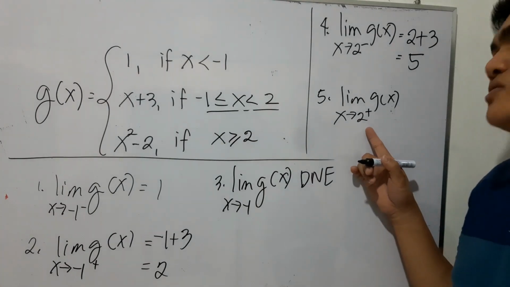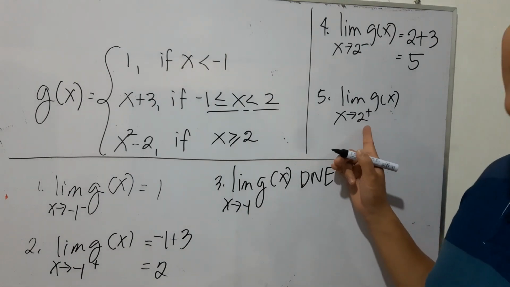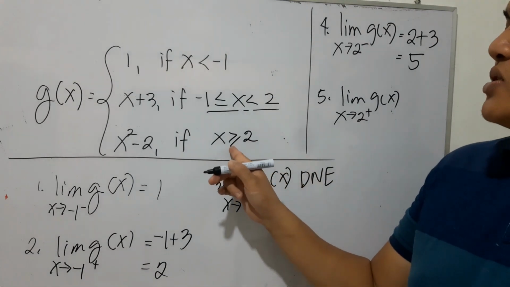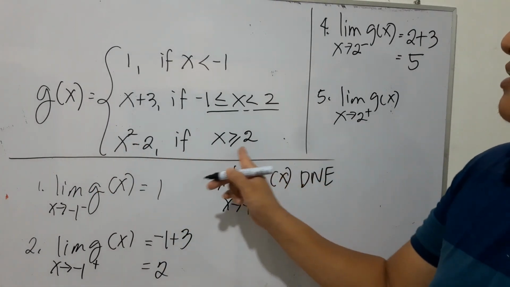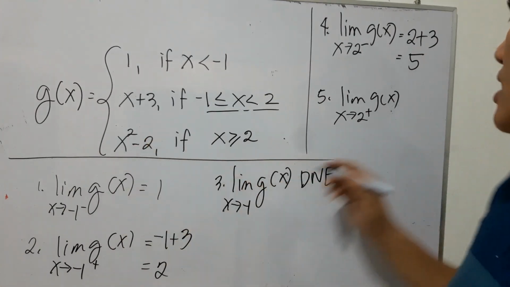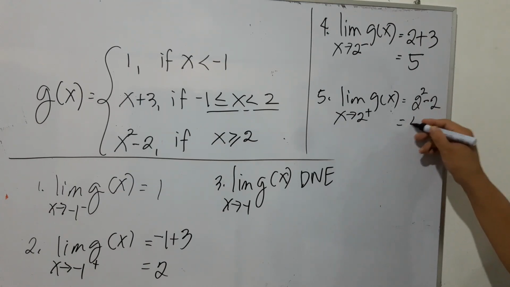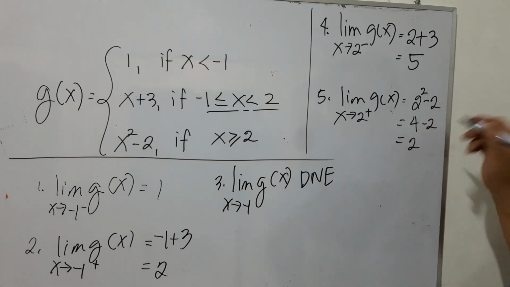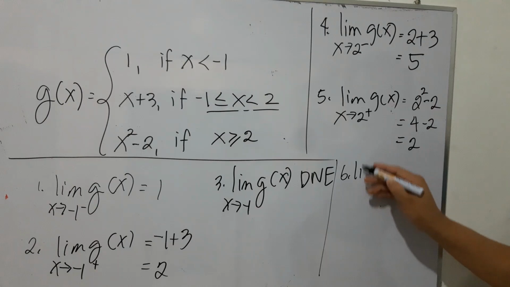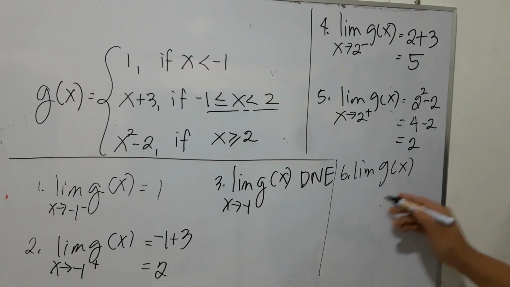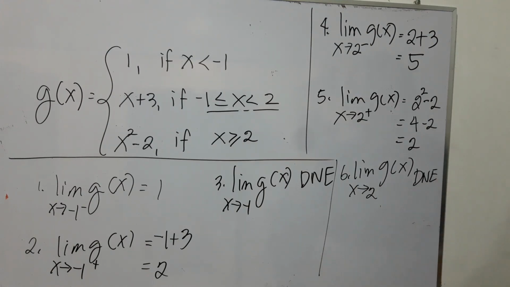From the right of 2, like 2.1, 2.01, 2.001, are values greater than 2. So we have to substitute here, because from the right of 2, the values are greater than or equal to 2. So substitute here. We have 2 squared minus 2. 2 squared is 4, minus 2 is 2. Since these two are not the same, the limit of g of x as x approaches 2 does not exist.